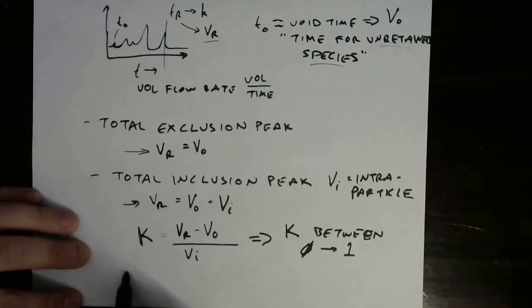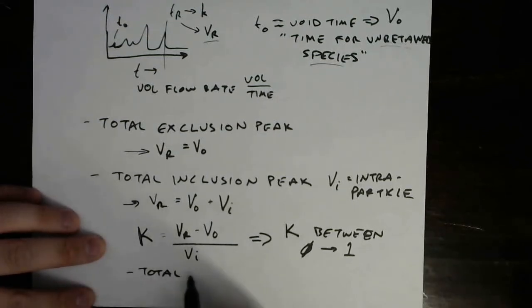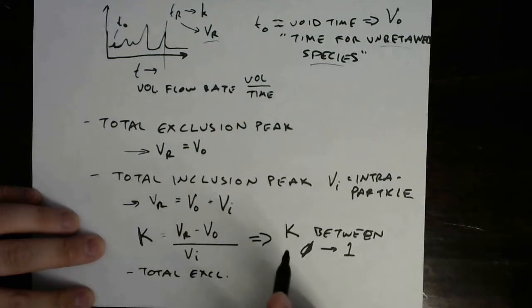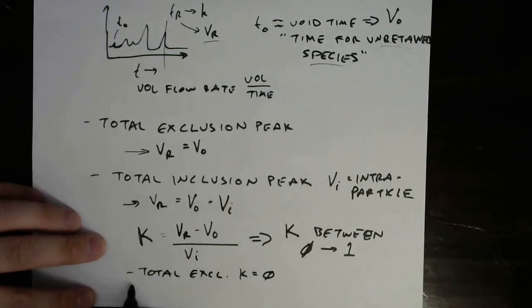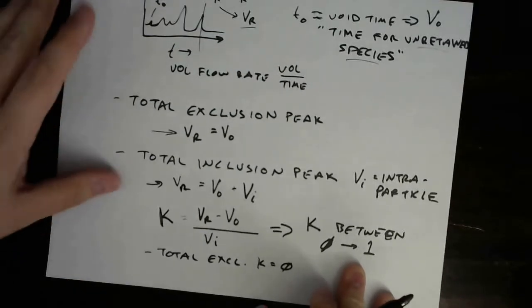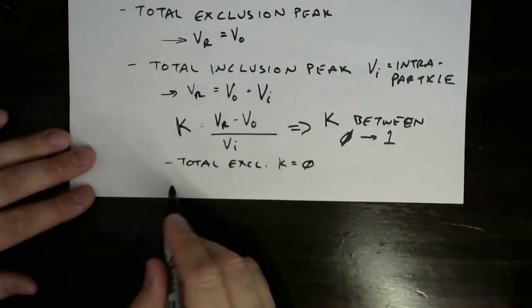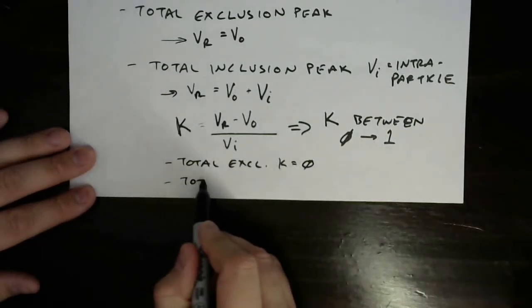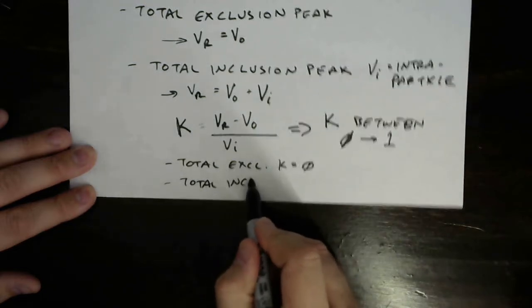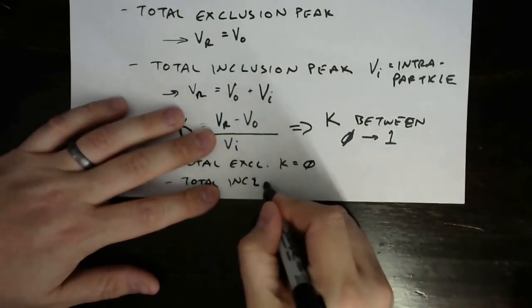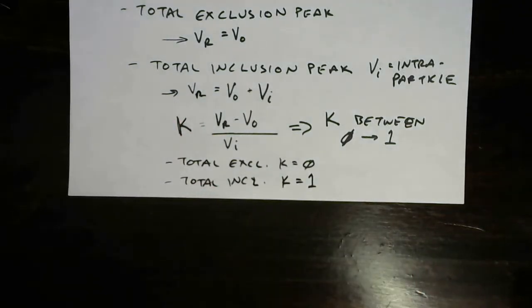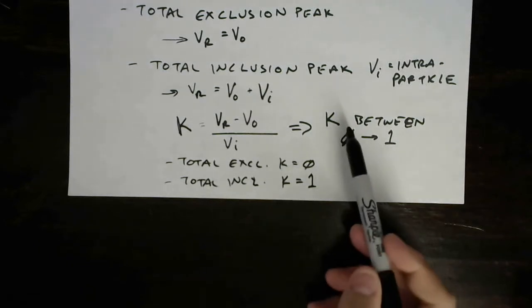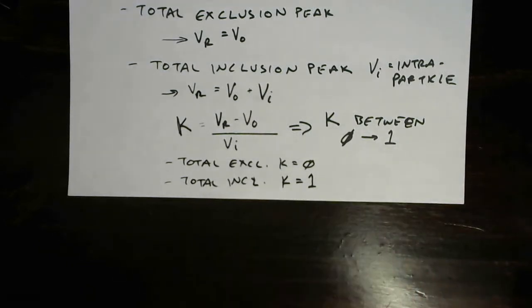So in other words, total exclusion peak, K is equal to 0. And for our total inclusion peak, K is equal to 1, and all of our resolved space between these two, we have partition coefficients somewhere in that range from 0 to 1.